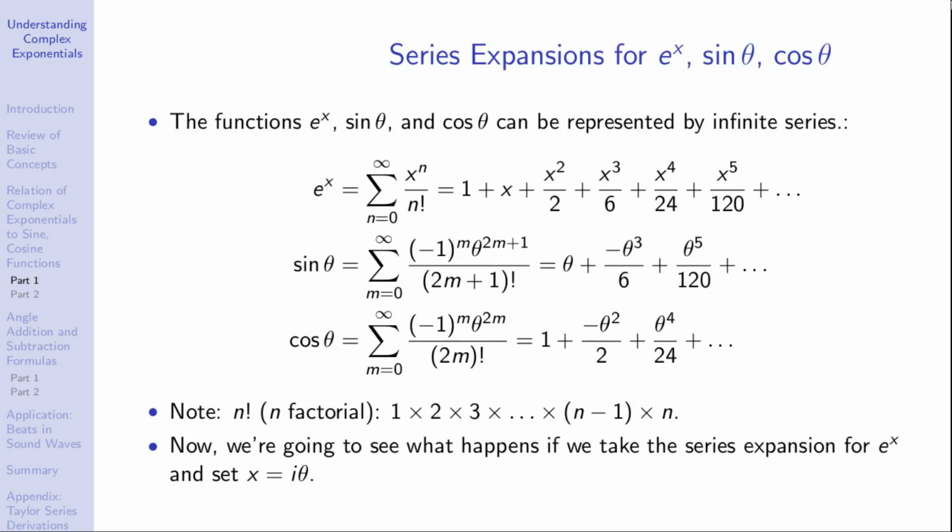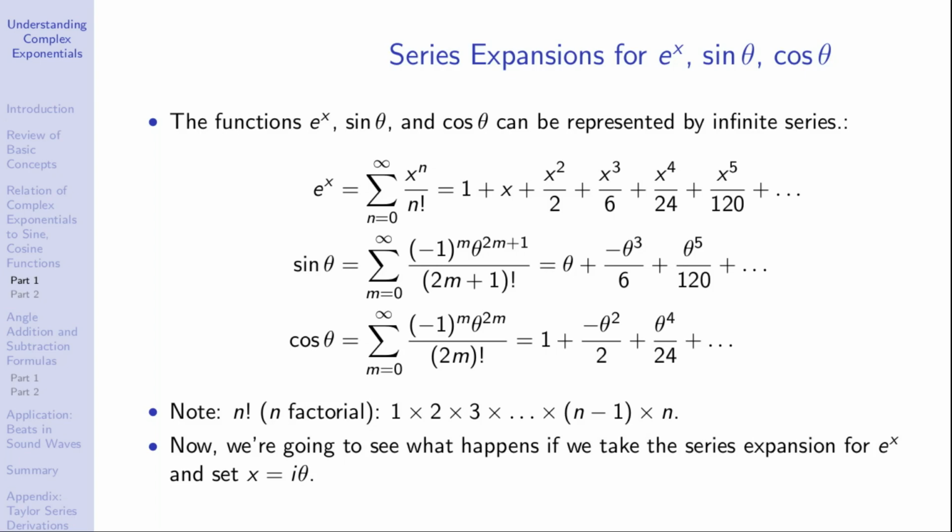Okay, so the functions e to the x, sine theta, and cosine theta can be represented by infinite series. So e to the x is equal to the sum over n from n equals 0 to infinity of x raised to the power of n over n factorial, which equals 1 plus x plus x squared over 2 plus x cubed over 6 plus etc.